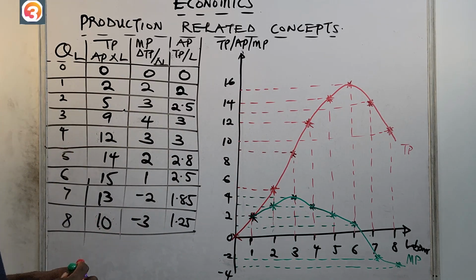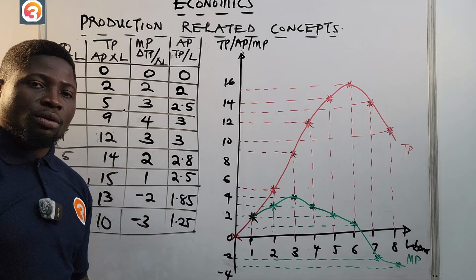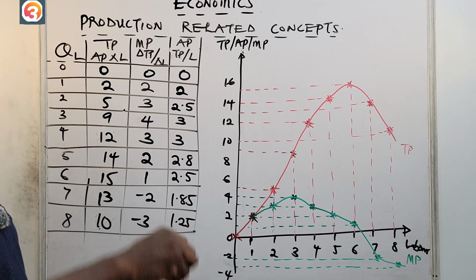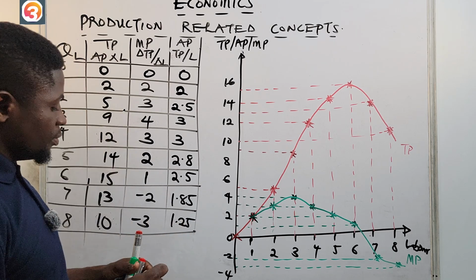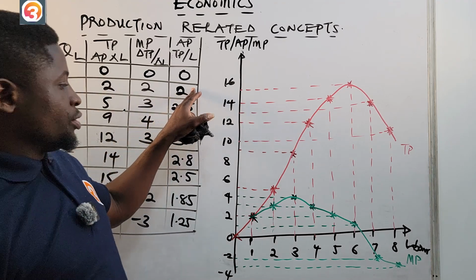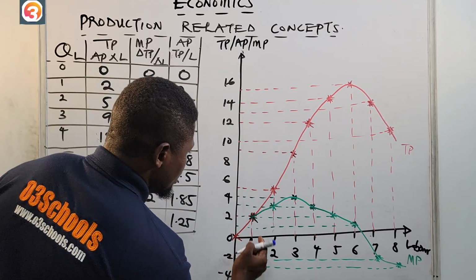Then now let us see the third one, which is our AP curve. Okay, let us use our points to draw the graph. So I'll use a blue marker this time. I hope this blue marker doesn't fail me. Now, when labor was 1, AP was 2. Okay, so when it was 1, it was 2.